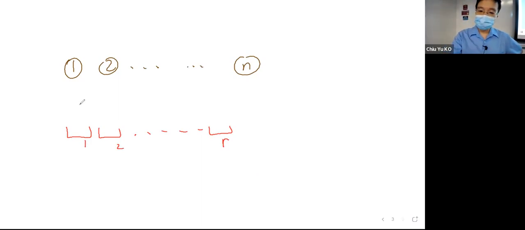The first one will be just n ways, because there are n balls. The second one is n minus 1, right? And the r-th one will be n minus r plus 1. Some of you may feel awkward about why it's not n minus r, because the first one you can consider as n minus 0. That's how you count. You start from n minus 0, and then you have to shift a little bit.